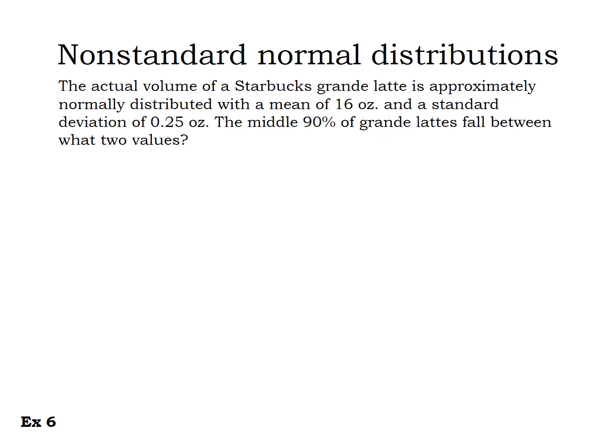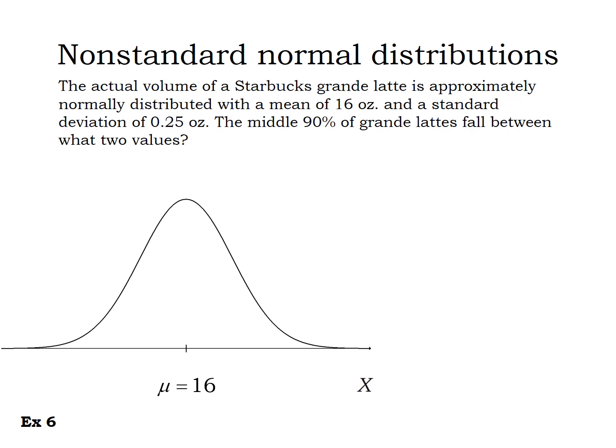So for my last example here, we're going to stick with the Starbucks Grande Lattes, okay? And we want to know how much liquid the middle 90% of Grande Lattes have in them. So this is a percentile problem, but it's actually two percentile problems because we need a cutoff for the beginning and the end of the middle 90%. So again, I'm going to draw a normal curve with the mean of 16. We're looking for what volume, how many ounces, separates the bottom 5%, and how many ounces separates the top 5%, so that in between those two cutoffs, we get 90% of our values, or our Grande Lattes.